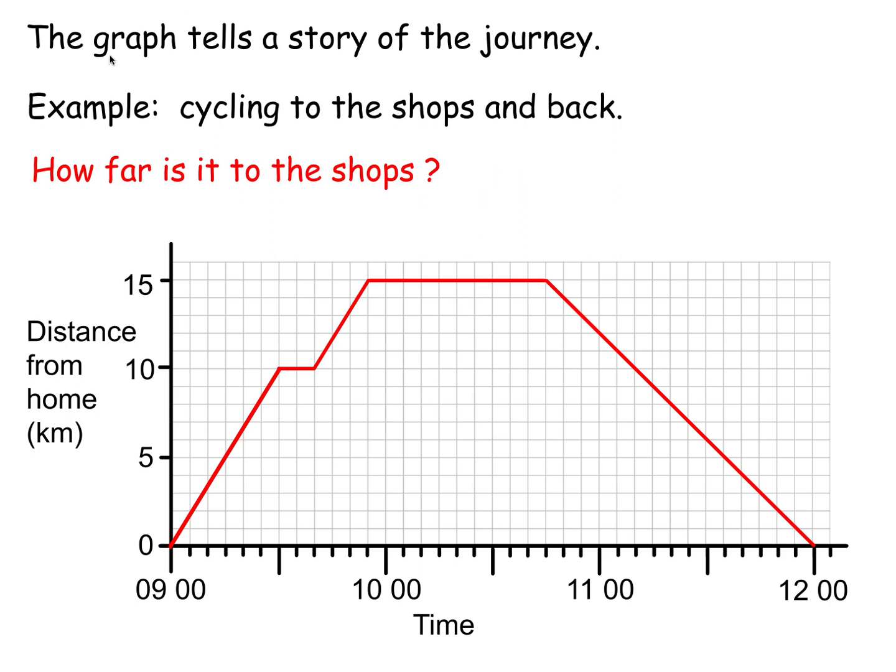It says cycling to the shops and back. So obviously went to the shops, stopped for a wee bit, carried on, and this is obviously shopping here, and then returned home. So this is the distance from home in kilometres. So how far is it to the shops? Well, the shops are this part here. That's where the shopping's done, 15 kilometres.